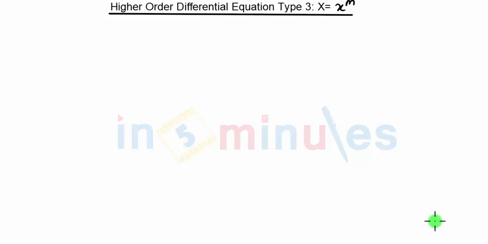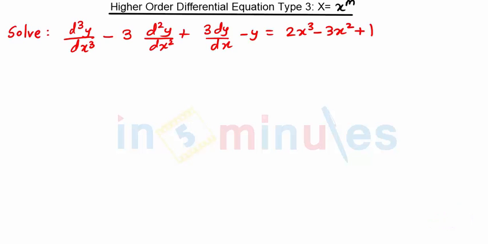In this video we are going to see the problem on type 3 higher order differential equation. So this is our question. If you can see in this part we have x cube, x square, and it can be represented as x raised to 0. So this is of the type 3, because here x is nothing but x raised to m.